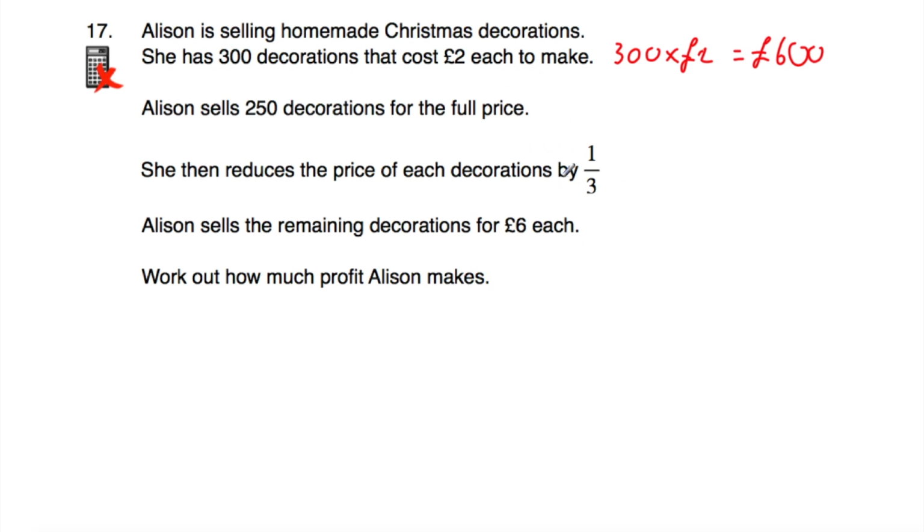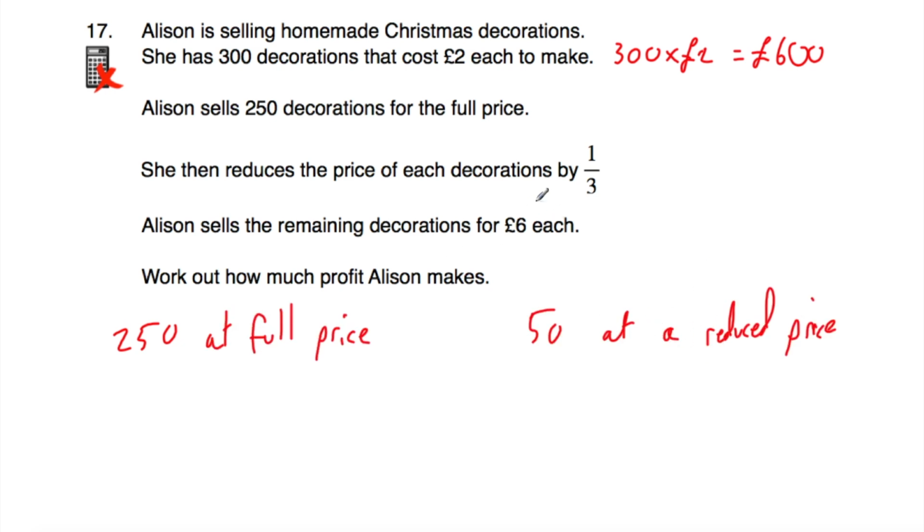So in this question, we know that she spent £600 making the decorations, but we need to work out how much money she made from selling them. So let's start off with the ones that she reduced by a third. She sold all of the remaining decorations for £6 each. And she sold 250 at full price. That means that she sold the rest, that would be 50 at reduced price. Now those cost £6 each, so for these ones we're going to do 50 multiplied by £6, and 50 times 6 is equal to £300. So she received £300 for selling the reduced price ones, but we need to figure out how much she sold the 250 decorations at full price for.